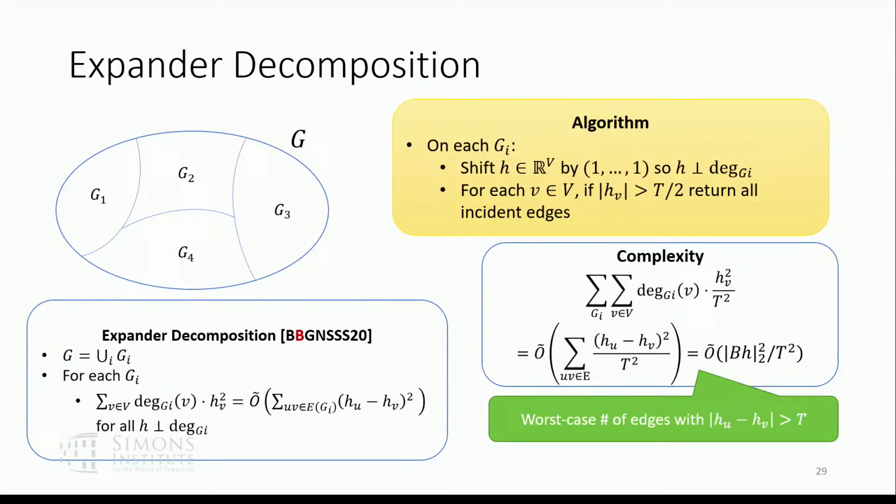As a reminder, this L2 norm really is just the worst case bound on how many edges you would have to return anyway. So it turns out, up to a polylog factor, we're not even returning more edges than you would expect anyway, even though we're using this naive algorithm of just returning all incident edges.